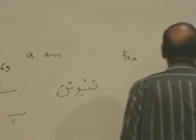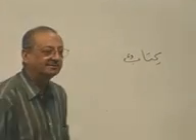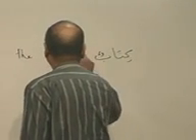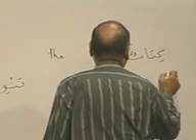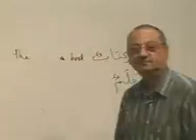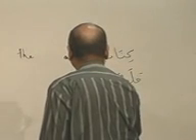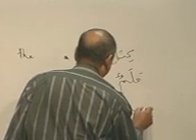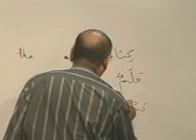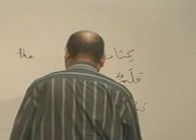If I say kitabun, what is the English? A book. If I say kalamun, a pen. If I say baitun, a house. Sahih, brothers and sisters?